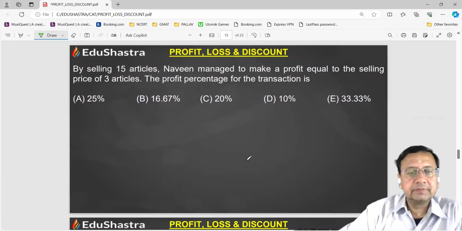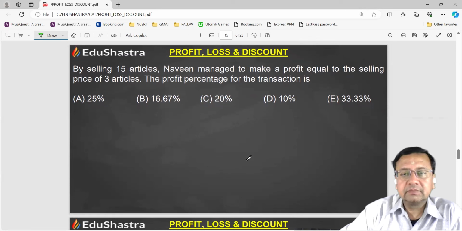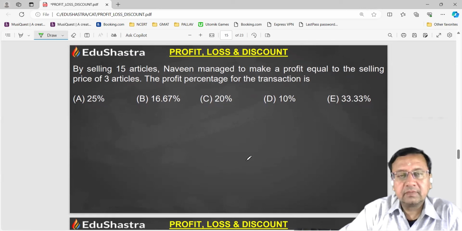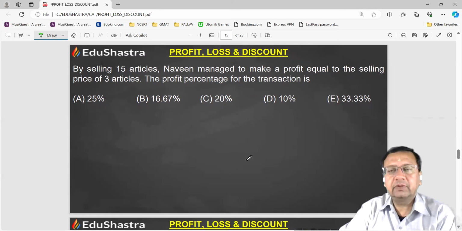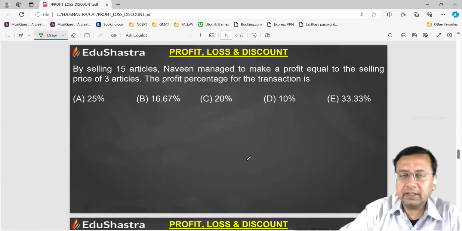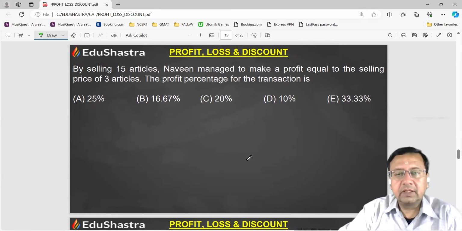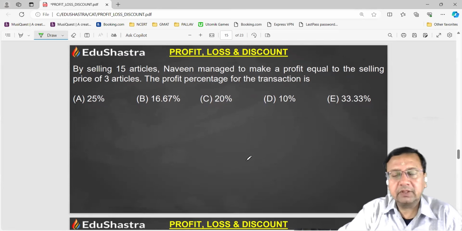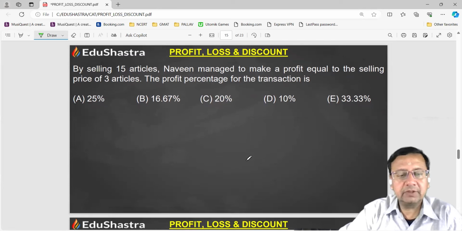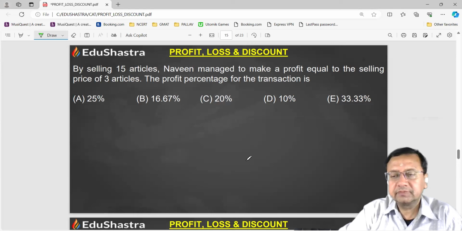Tell me this. By selling 15 articles, Naveen managed to make a profit equal to the selling price of 3 articles. The profit percentage for the transaction is? So how much is the profit percentage?